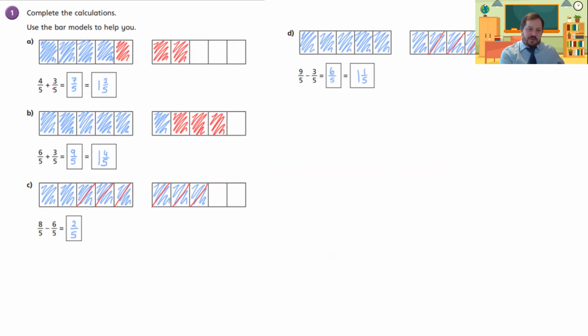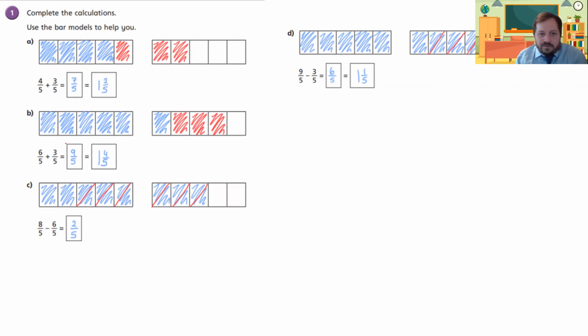So we've got 4/5 plus 3/5. So you draw a bar with 5 in it and you will fill in 4, 1, 2, 3, 4. Then you add another 3 on. So you've got 1 and then draw another bar of 4, 5, 2, 3. And then you can work out you've got 7 in total. 4 and 3 added together is 7. Or you've got 1 whole 1 and 2/5.